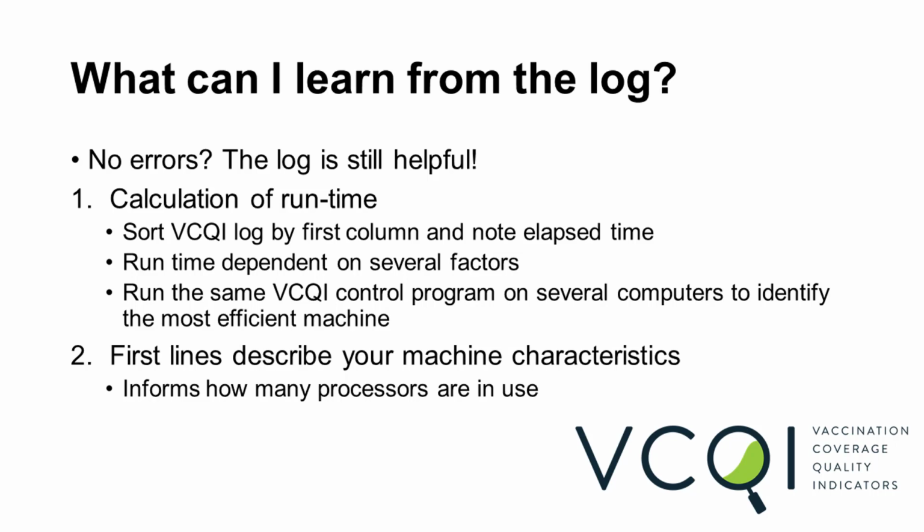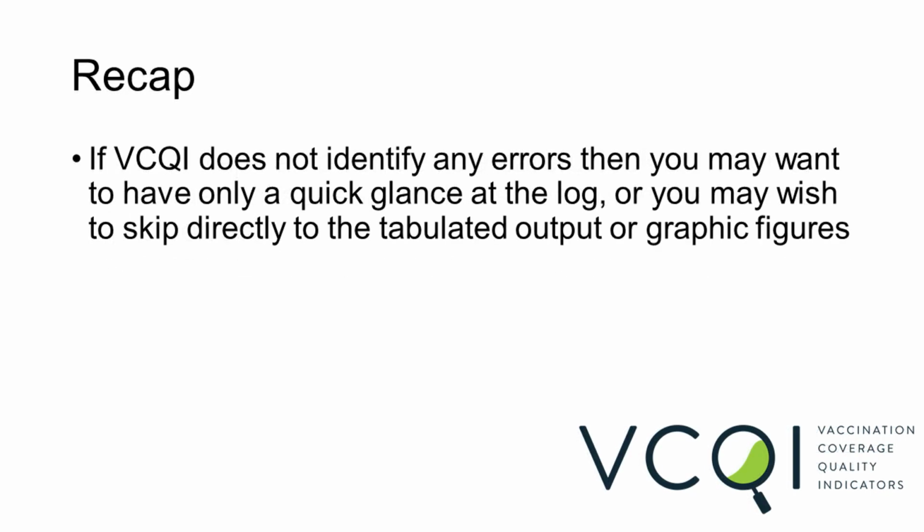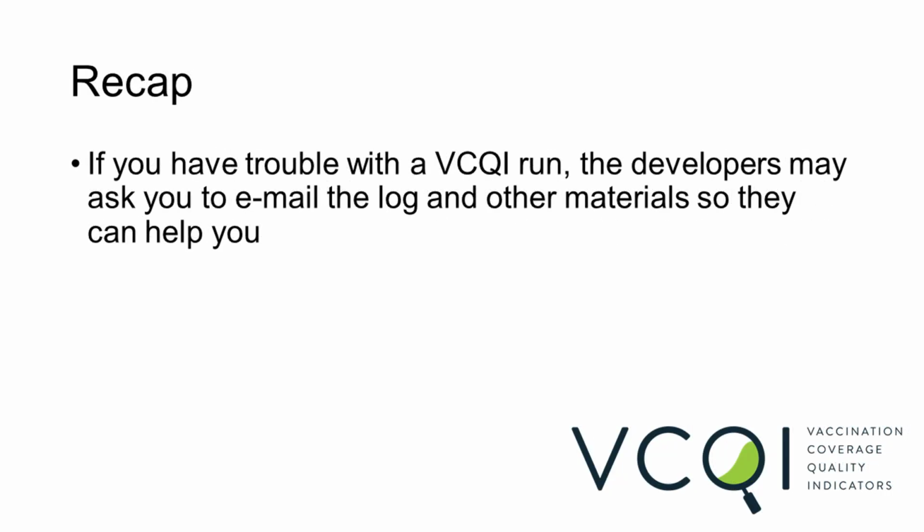To recap, if Wiki traps an error, have a careful look at the error message that appears on the screen or in the log and try to correct it. Communicate with Wiki developers if you are unable to decipher or fix the problem. If Wiki does not identify any errors, then you may want to have only a quick glance at the log, or you may wish to skip it entirely and go directly to the tabulated output or graphical figures. If you have trouble with a Wiki run, the developers may ask you to email the log and other materials so that they can help you.